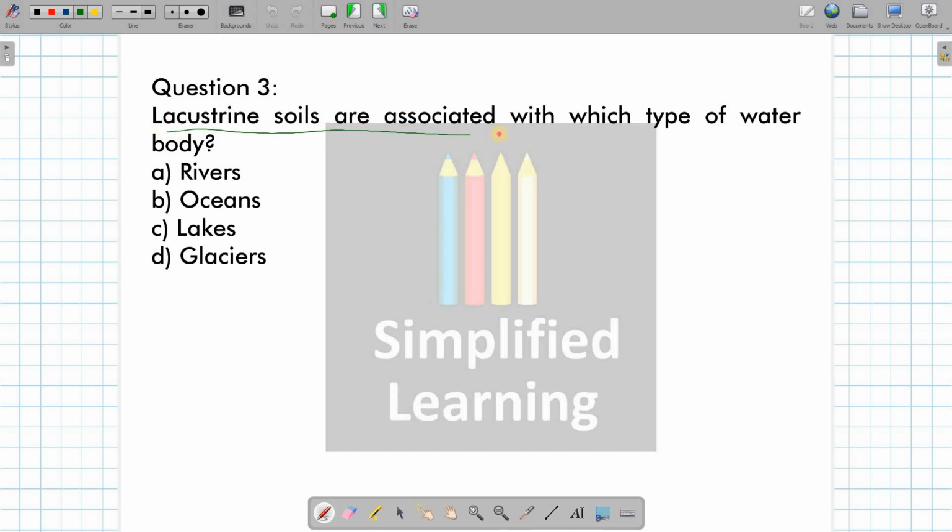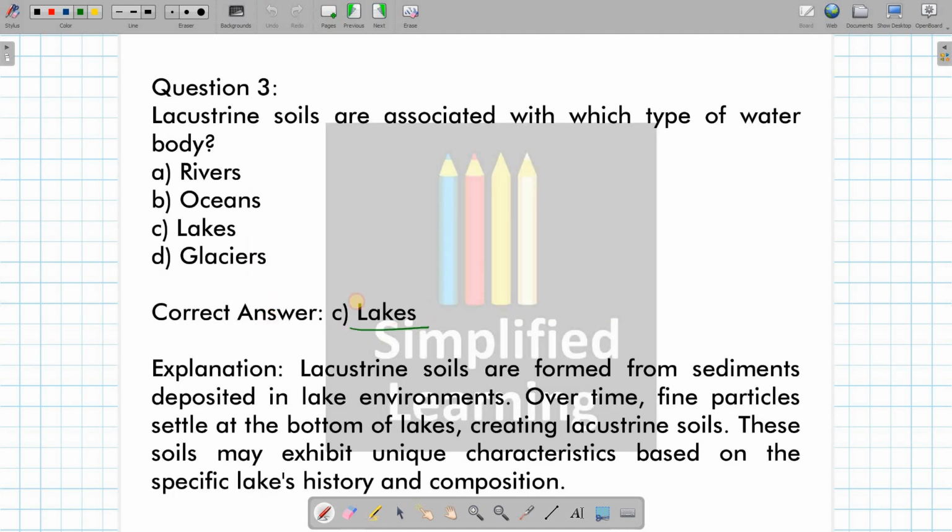Let's go to question number 3. Lacustrine soils are associated with which type of water body? Specifically, they are asking what kind of water body is associated with the formation of lacustrine soil. River, we have seen it is alluvial. Ocean, it is marine. Now the remaining options out of which we have to select are lake or glacier. Let's get to the answer. It is formed by a lake.